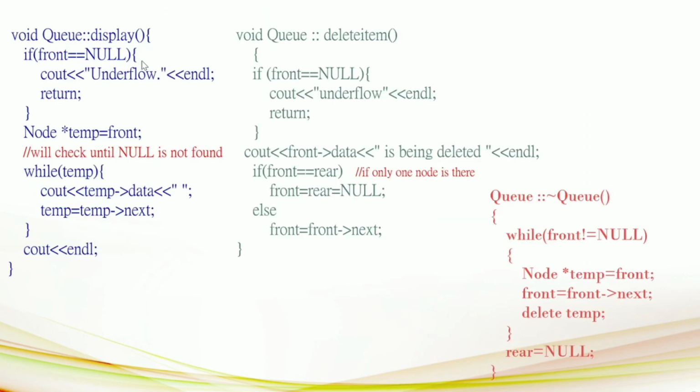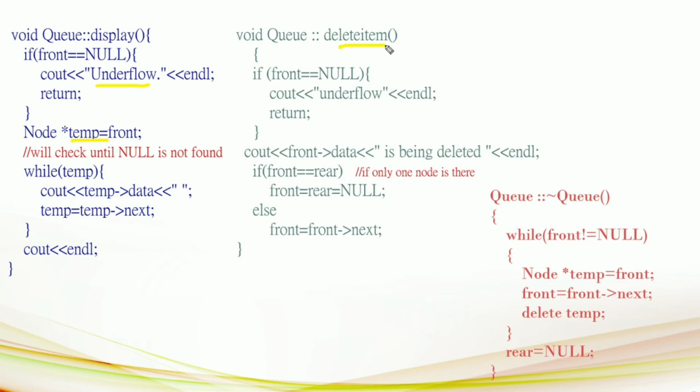The display operation is to display the elements that are in the queue. If front is equal to null, then it displays underflow and returns. Then we define the temp, which points to the front, and we check until null is found. While temp is not null, temp dot data is displayed, and temp moves to temp dot next. Until temp becomes null, it repeats. Like this we can display the items.